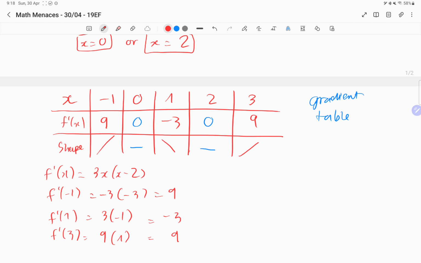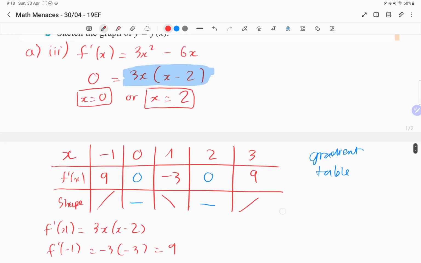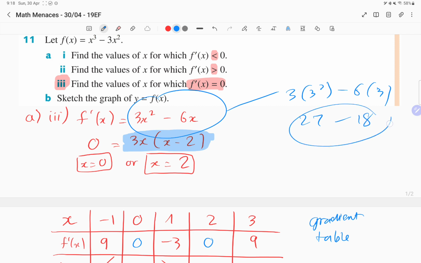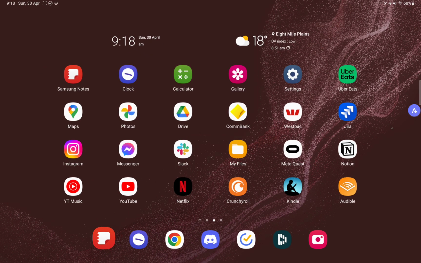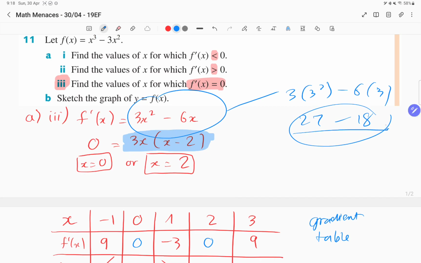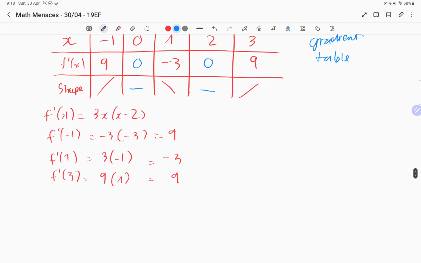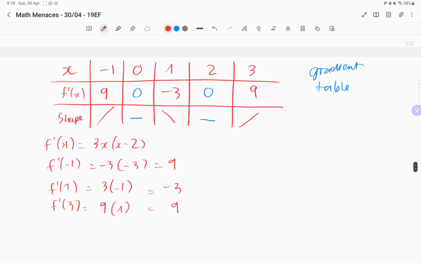So as you can see, the factorized version is a lot easier to work with. I don't like to do it with the other one, so I'll show you what happens if you use this formula here. Sub 3 in, it will be 3 times 3 squared minus 6 times 3. Now this one is not too bad. It will be 3 squared 9, 27 minus 18. Sure, you guys can all do this subtraction, but if you make a mistake in this one, GG. 27 minus 18 is not hard, but it's a lot more prone to error than 9 times 1. Surely you can't mess up 9 times 1. So always factorize your function first before you substitute values in.